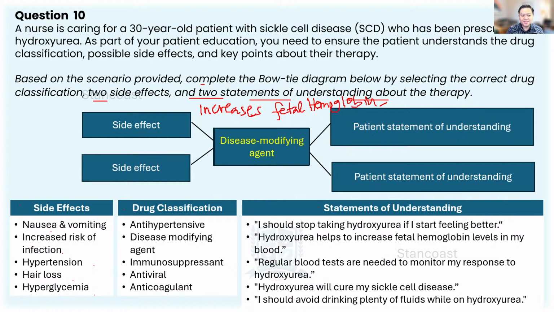Is it nausea and vomiting? Is it increased risk of infection? Is it hypertension? Is it hair loss? And is it hyperglycemia? Signs of infection, risk of infection, hypertension.